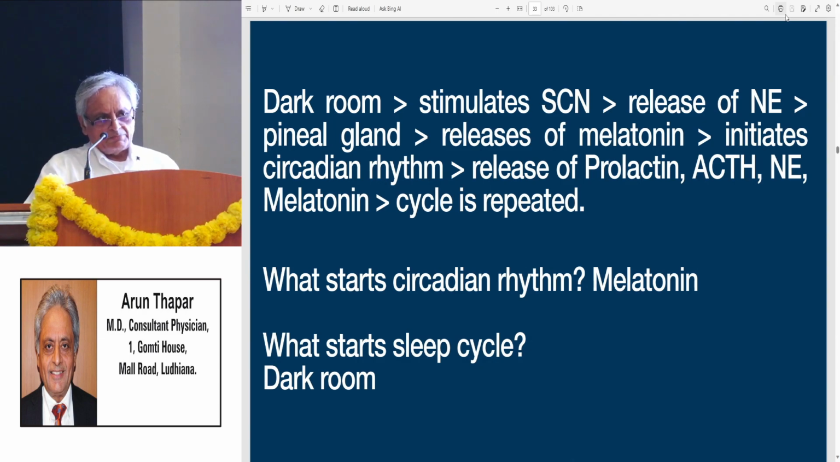Now often a question comes: what starts the circadian rhythm? It is the melatonin, not a dark room, which starts the circadian rhythm. If there's a deficiency of melatonin, then you don't have proper sleep and the circadian rhythm will be disturbed. And what starts a sleep cycle? You need a dark room, a dark ambience.